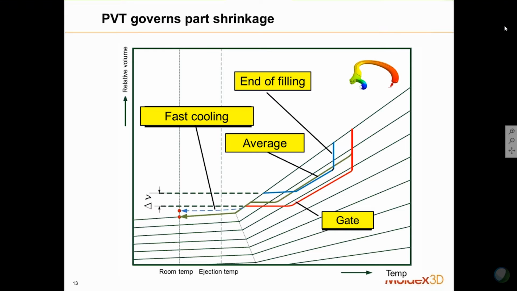And here we are seeing so many lines, okay? The different lines represent different packing pressures. When we increase the temperature, first of all, your specific volume is going to become high. This means that your density is going to become low.